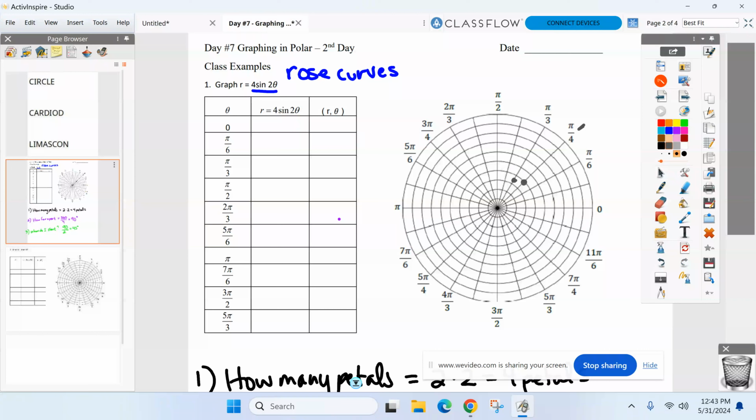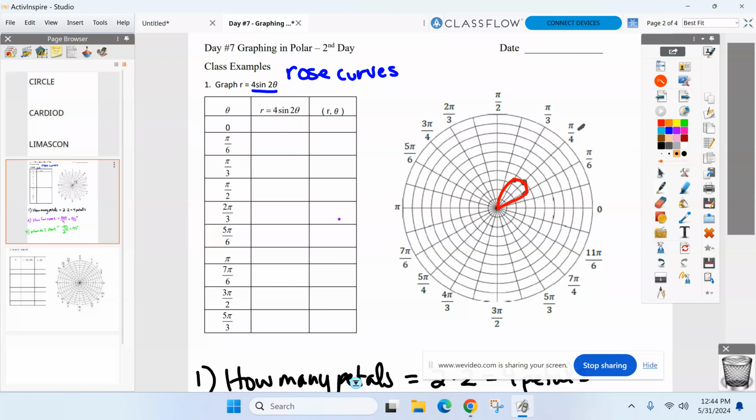Pi over 6. 4 times sine, 2 times pi over 6. We make our shape. Now you can see how wide or how narrow it's going to be, right? And make sure it starts at the pole too. So there's petal number 1. And now because we answered these questions ahead of time, this should go pretty quickly.